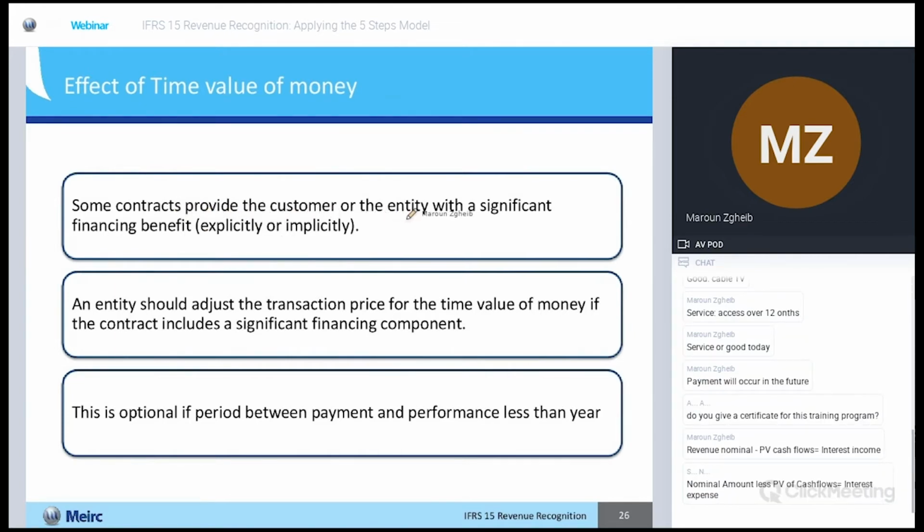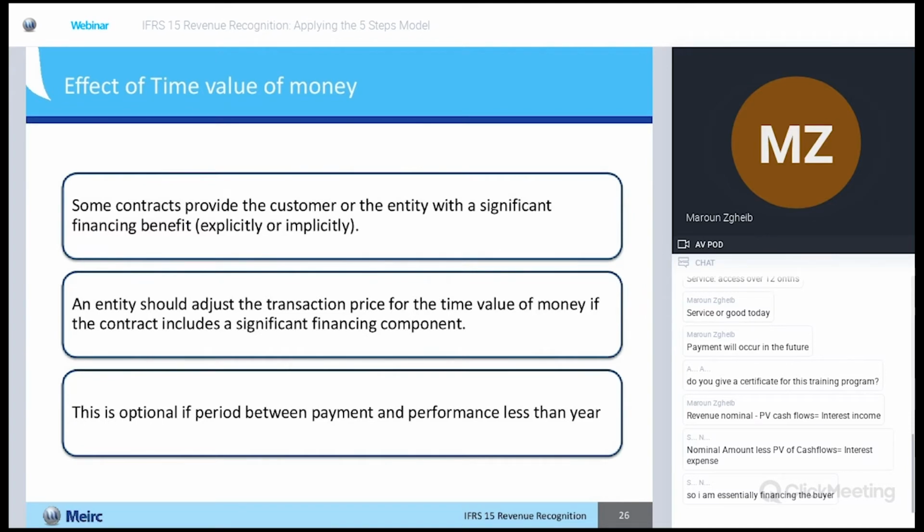For the customer, or the entity, it is interest expense. For you as a seller, it is interest income, because you are selling and you will collect 100,000 in 1 year. The 100,000 that you will collect after 1 year is not fully in relation to the good or service. There is a component of this amount which is considered as interest income for us as a seller. For the buyer, it is interest expense, but for us as a company recognizing revenue, it is interest income.